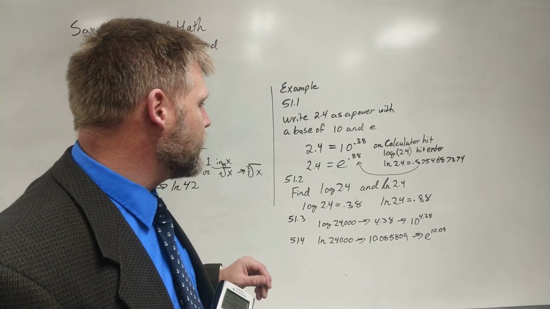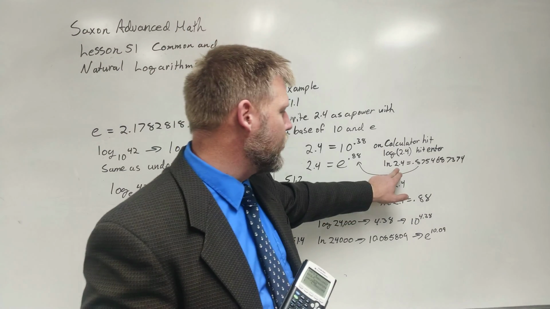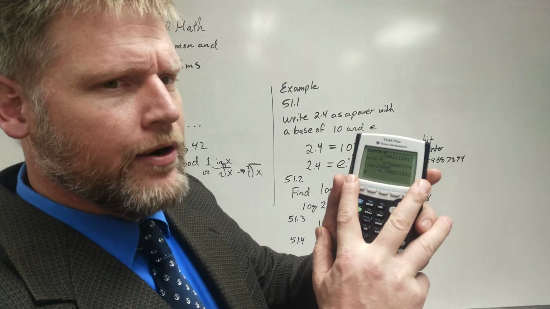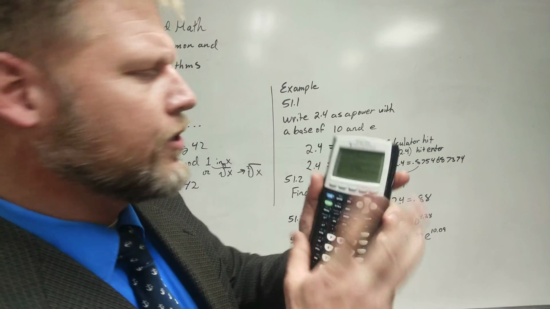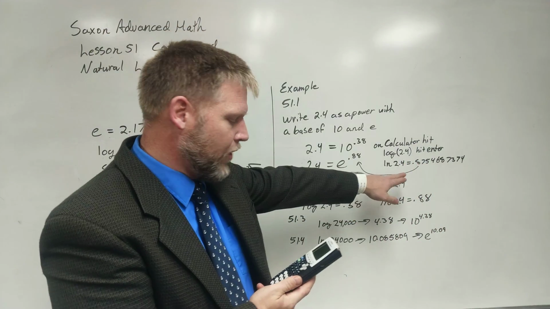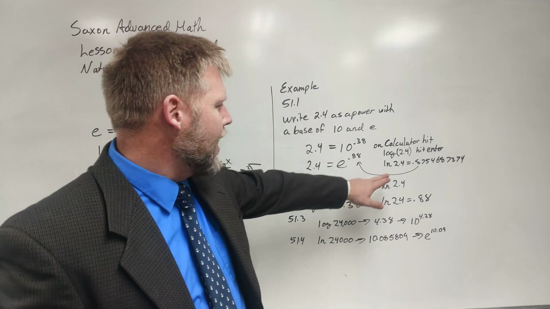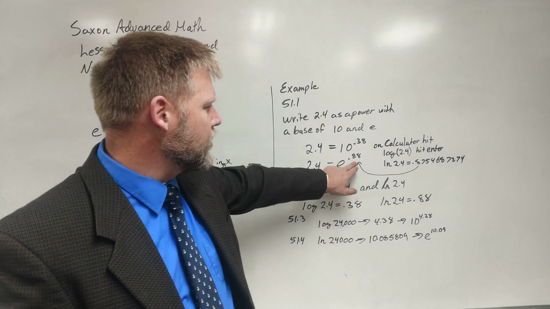If I do the same thing with the ln, I hit ln 2.4, and I get this value here. You can see that's my second value on my calculator. And that ln value is going to be 0.8755468, and so on. That's e raised to the 0.88.